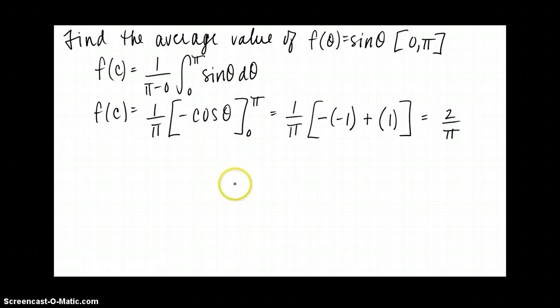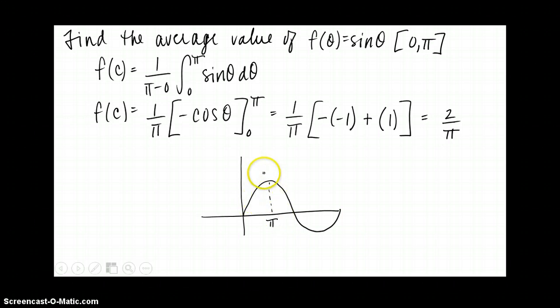If we think about the graph of the sine function, between 0 and pi, the height of the rectangle, so we're looking at this area, sine function between 0 and pi, the height of the rectangle that we would draw to equal this area would occur at 2 divided by pi. Now this is non-calculator, so I'm not concerned about what that value is. But where does it occur?